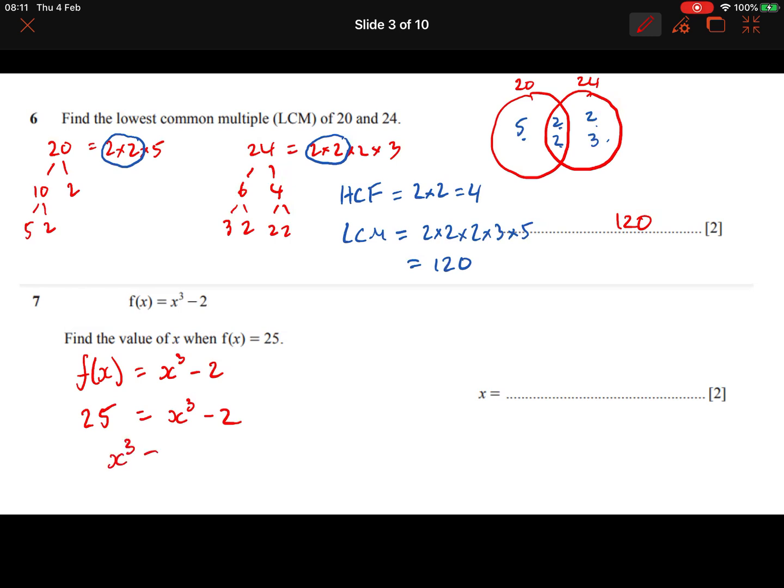So x cubed is equal to 27. Simply add 2 to both sides. So x is equal to the cube root of 27. So what number times by itself 3 times gives you 27? The answer is 3. A lot of you I saw doing this, try and work out 25 cubed minus 2. No, it's not saying x is 25. It's saying f of x is 25. So what is x? Okay, please read the question very, very carefully.